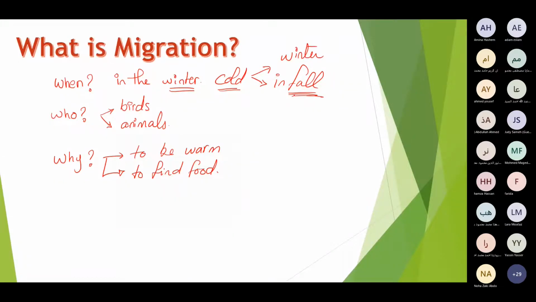So migration is the time of the year, the season, in which some animals and birds migrate, or leave, or travel from one place to another. Why? Looking for warmer weather and also to look for food.